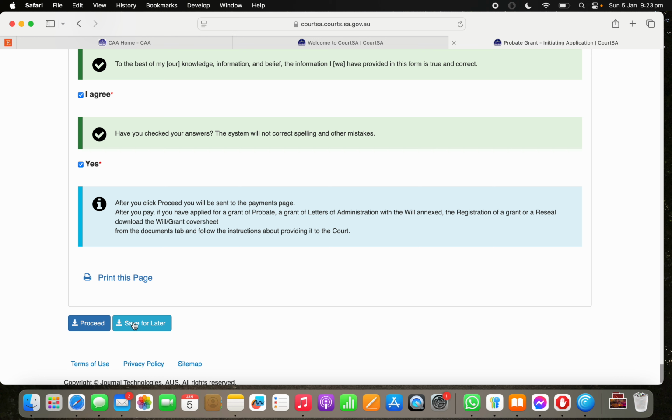If there is a will or an original grant and you're applying for registration of an interstate grant or reseal of an overseas grant, then these original documents must be sent to the probate registry. Your application will not be considered until the registry has received those documents.